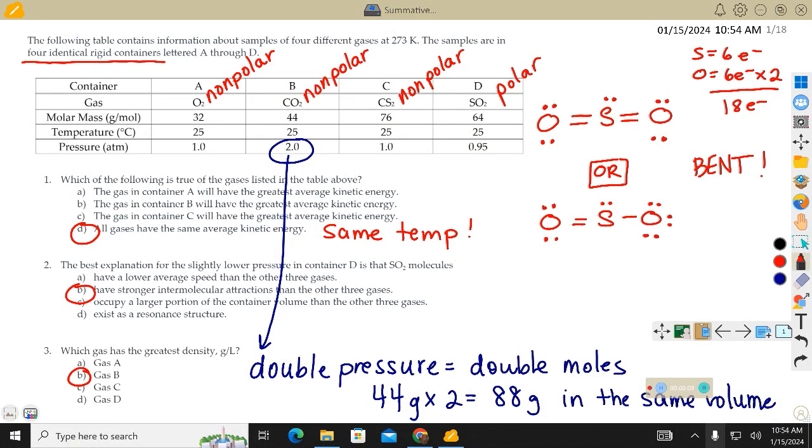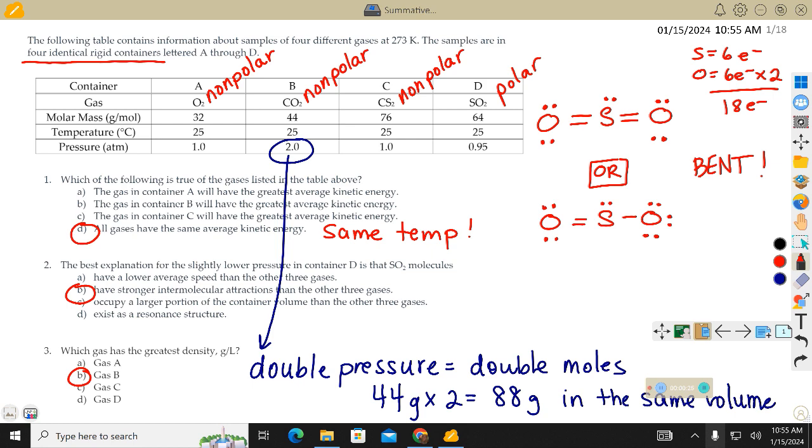Here are the multiple choice questions from the gas summative assessment. Questions 1, 2, and 3 gave us 4 different gases at 273 Kelvin, so they are at the same temperature. They are in 4 identical rigid containers, which must mean plastic, metal, glass, and all the same volume.